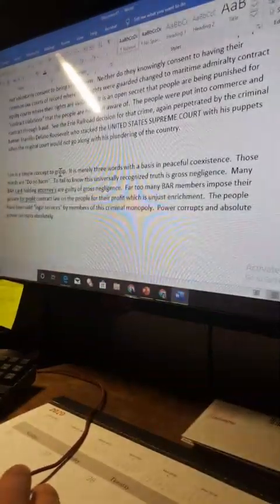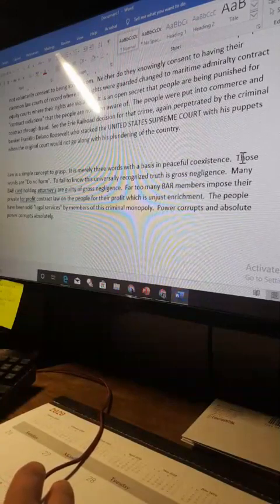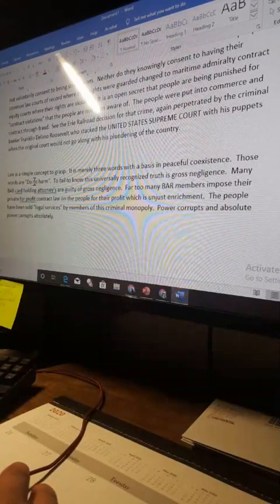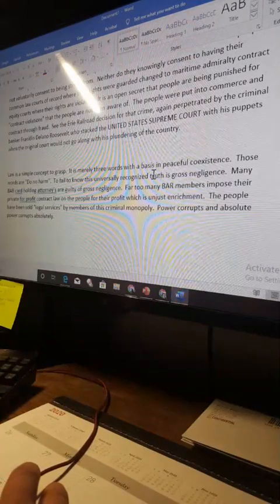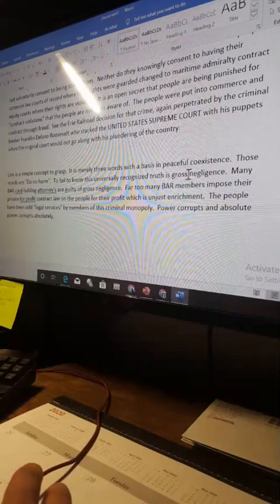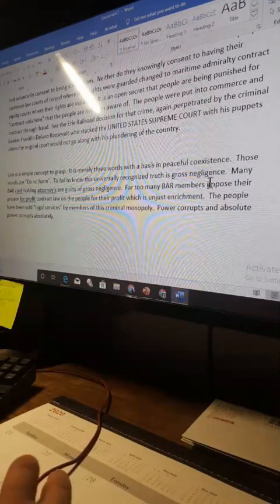Law is a simple concept to grasp. It is merely three words with a basis in peaceful coexistence. Those words are: do no harm. To fail to know this universally recognized truth is gross negligence, which equates to fraud. Gross negligence and fraud, one and the same.